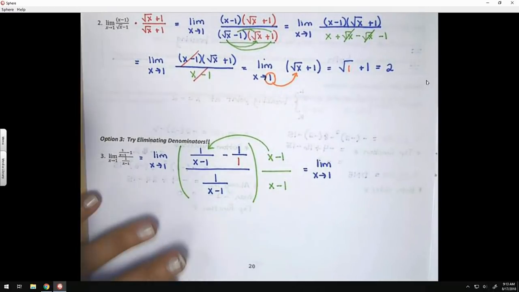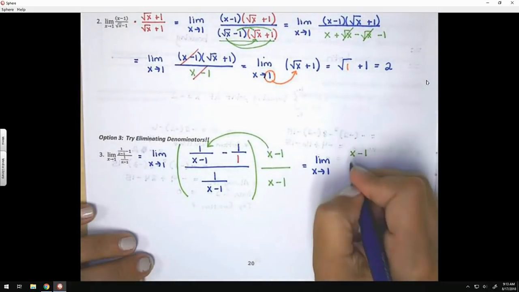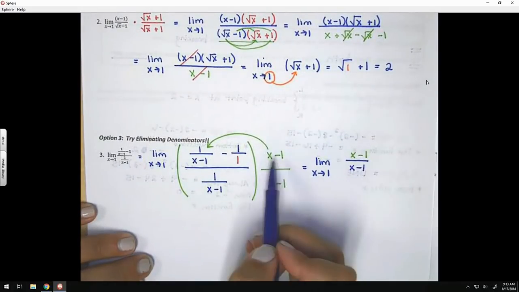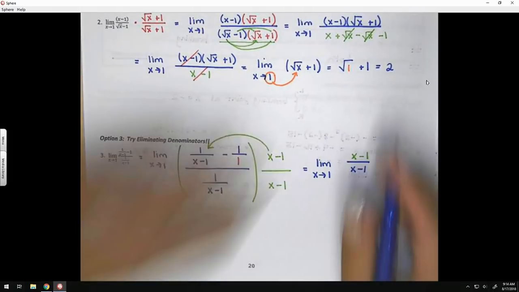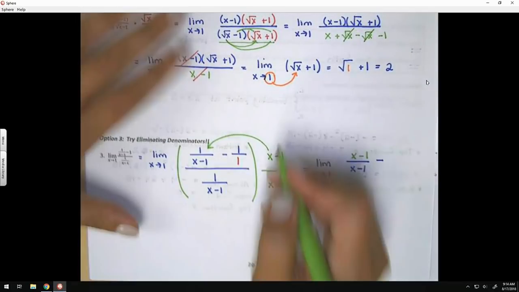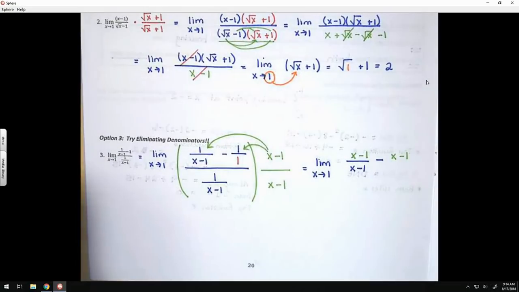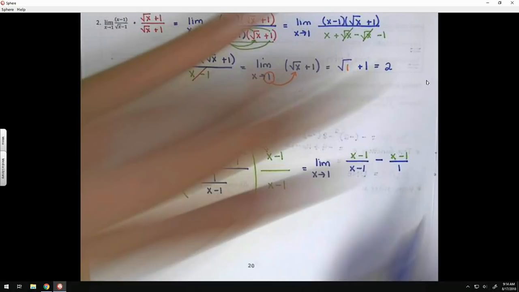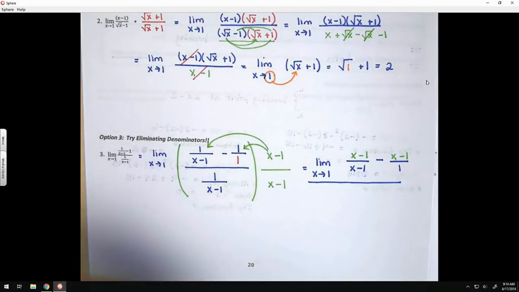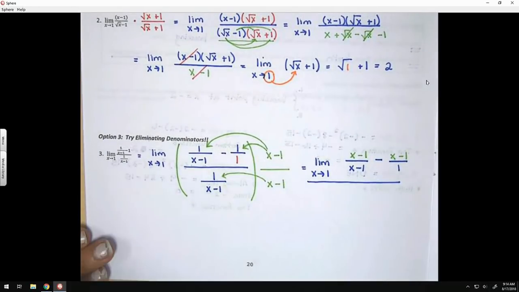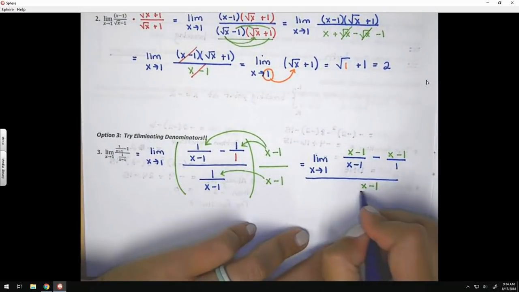The first term now is going to be (x - 1)/(x - 1), because x - 1 times the 1 would just give you x - 1. Minus, now I'm going to distribute to my second term, which is going to give me (x - 1)/1, because that was the invisible denominator that I drew in. And then I'm going to distribute the x - 1 to this fraction, which is going to give me x - 1 in the numerator over x - 1.